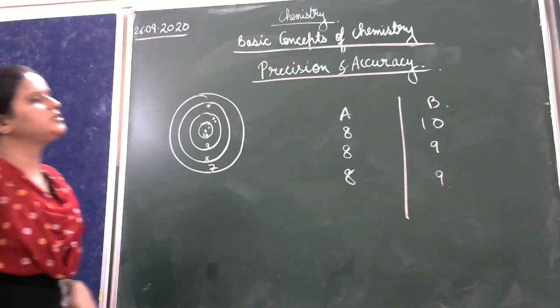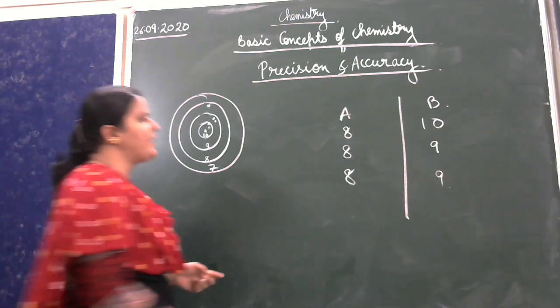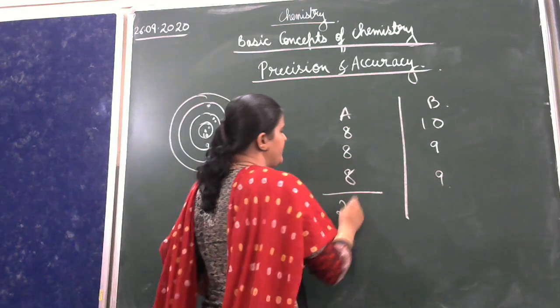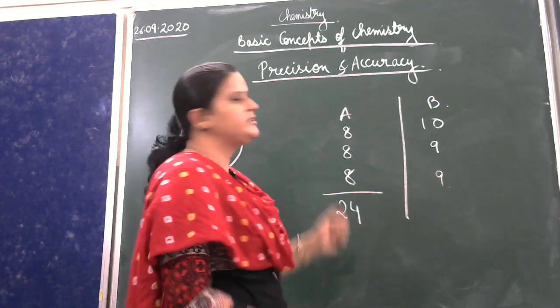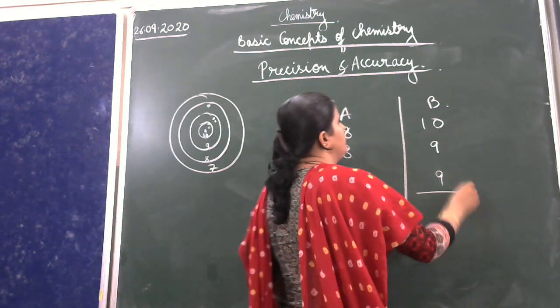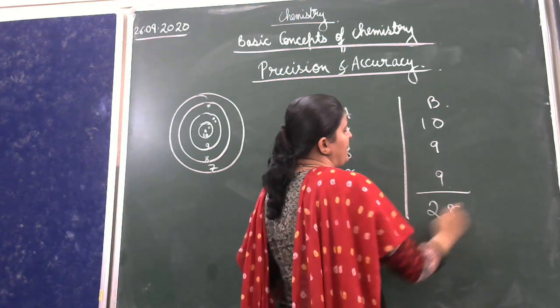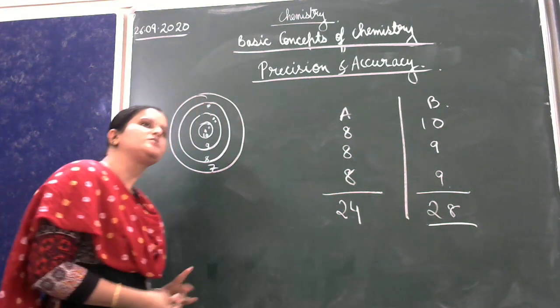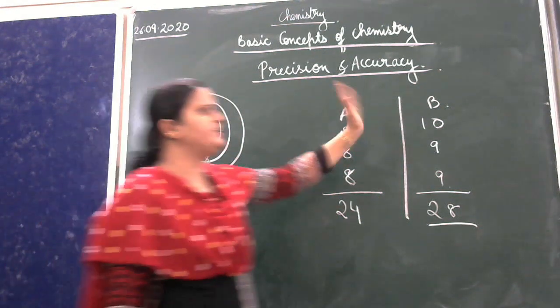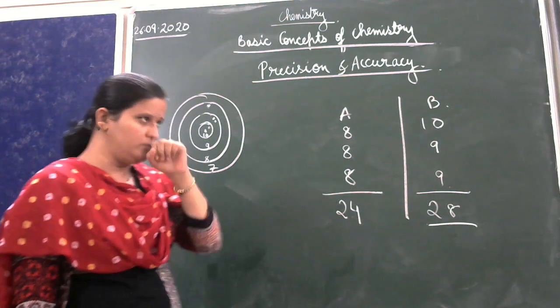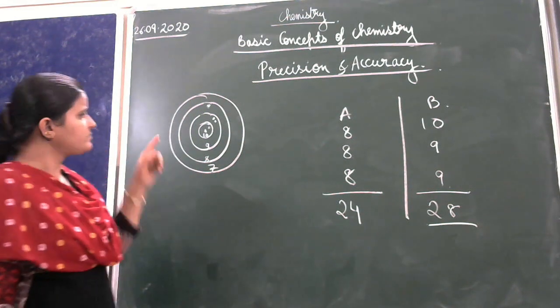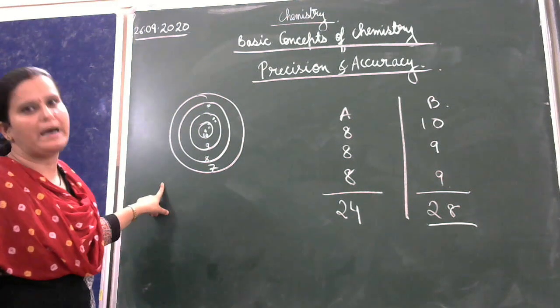Now if I ask you who is the winner, who has got the maximum points? A's total is coming to 24, whereas B's total is coming to 28 points. So definitely B is the winner, because B has got the maximum points. But why am I giving you this example?